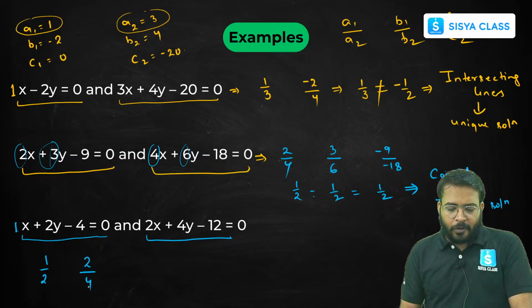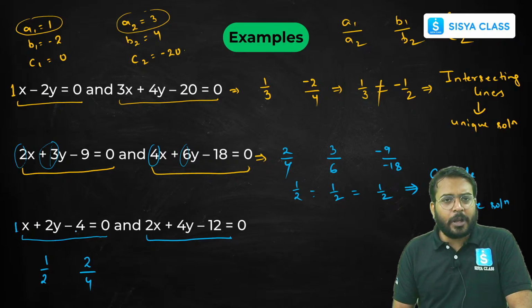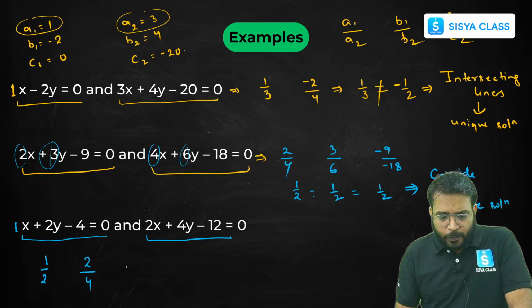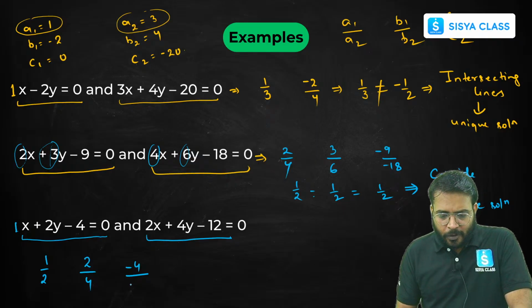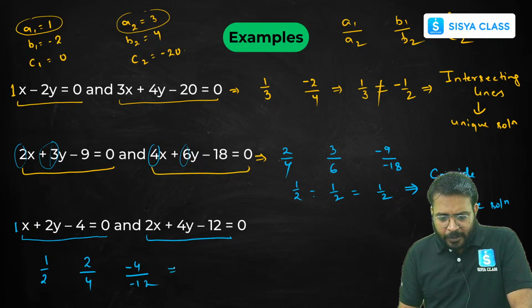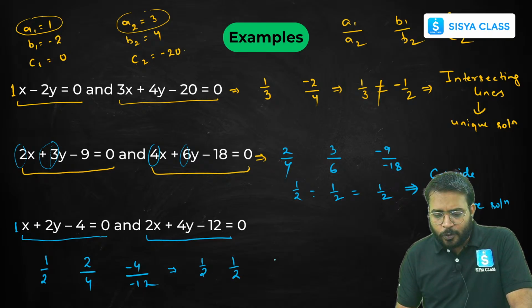Yes or no? And what is the constant term? The constant term in my first equation is minus 4, and the constant term in the second equation is minus 12. Now can we simplify all these three? It is going to be 1 by 2, 2 by 4 is again 1 by 2, and minus 4 by minus 12 is 1 by 3.